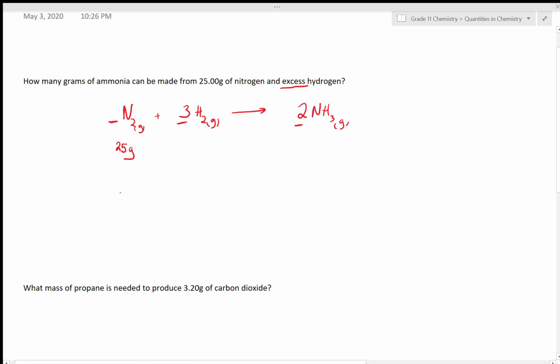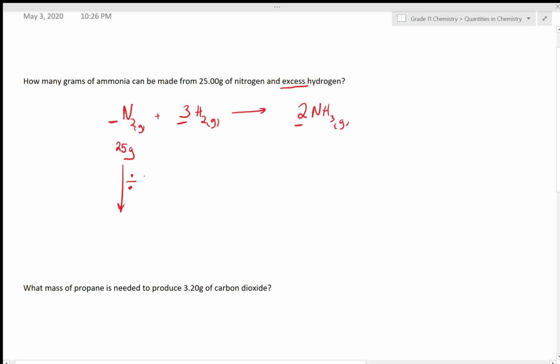So I need to convert this 25 grams into moles. Well, you guys will recall that in order to go from 25 grams of nitrogen into moles of nitrogen, I need to divide by the molar mass. So I'm going to put a divide here, and I'm going to write out the molar mass of nitrogen.